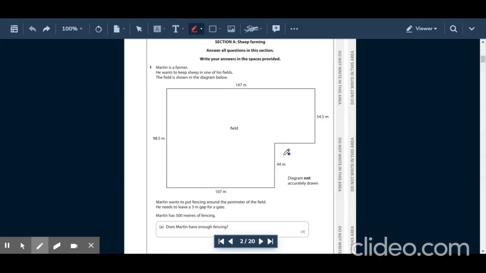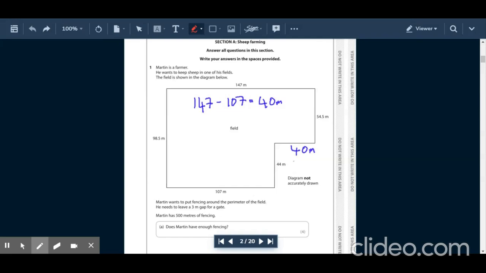So the first thing we need to do is say, do we know all the lengths? No, we do not know this one here, but we do know that if we take the total, which is 147, we take away 107, it's going to give us 40 meters. And I'm going to put that here. And the next thing we're going to do is add all of these lengths together to find the perimeter.